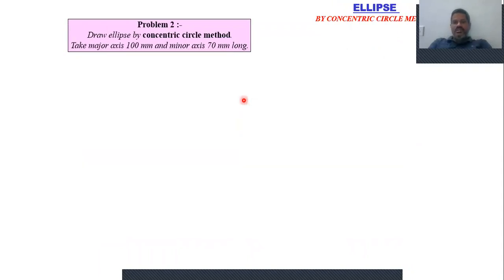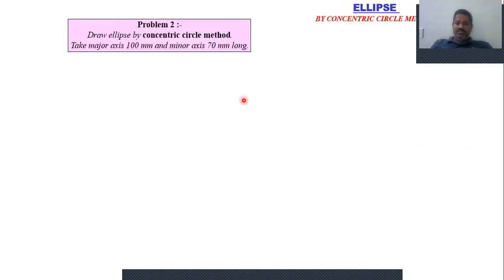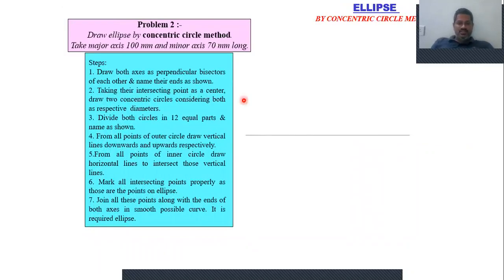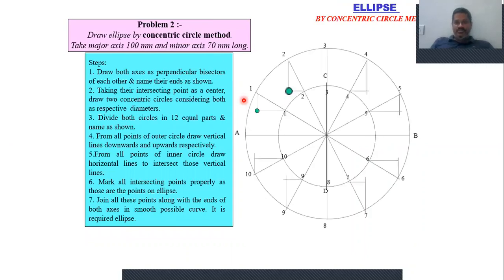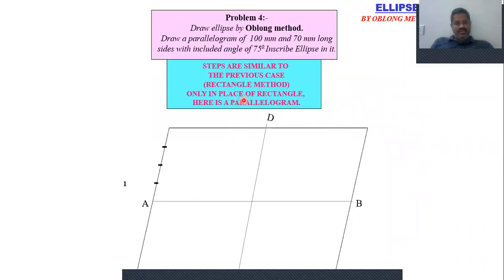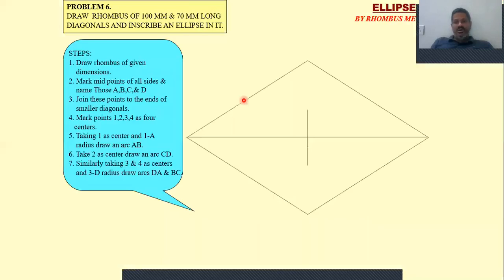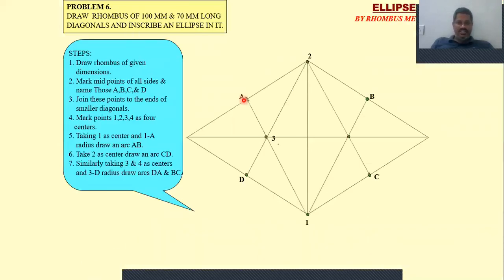So we have seen different methods to draw the ellipse. With this I close this session. In this session we have seen the ellipse, but in the next session we will see the different methods to draw the parabola.